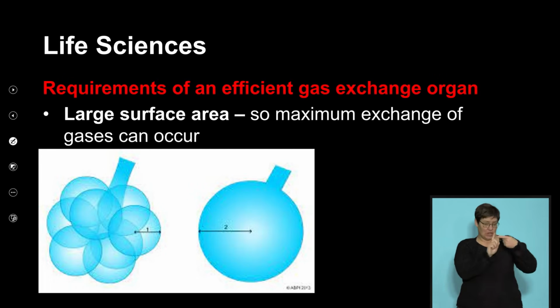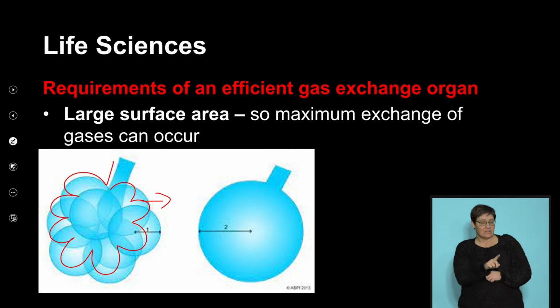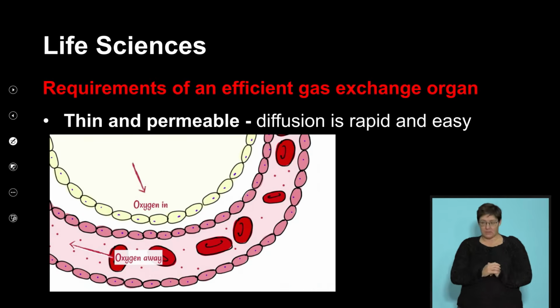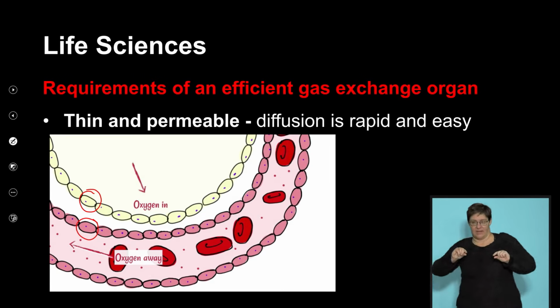Number one, I need to have a large surface area. What do I mean by that? Guys, making these bubbles means that there is more surface area than one single bubble. Now, when we look at the structure of the lungs, we're going to see where this is going to occur. So we've got to keep this in mind all the time. Number two, it must be thin and permeable. One layer in the lungs, one layer in the blood vessel. Look here. One layer.